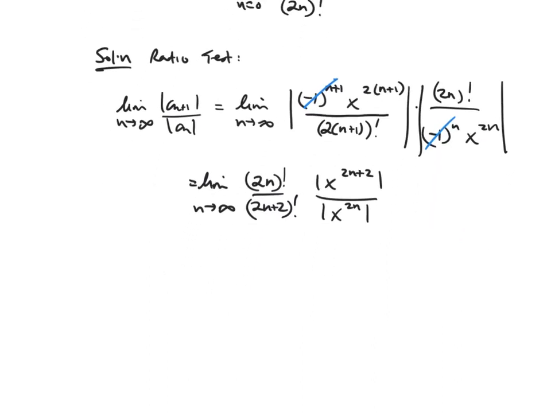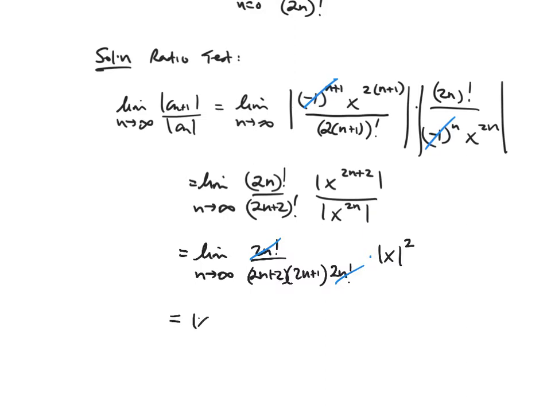Now all the x stuff can be reduced down to just x to the power 2. So we're getting there. This is (2n) factorial. This is (2n plus 2)(2n plus 1)(2n) factorial. Okay, so those are going to cancel. And then I'm left with an x to the power 2. I'll bring the x stuff outside, and I'm left to evaluate the limit as n goes to infinity of 1 over (2n plus 2)(2n plus 1).